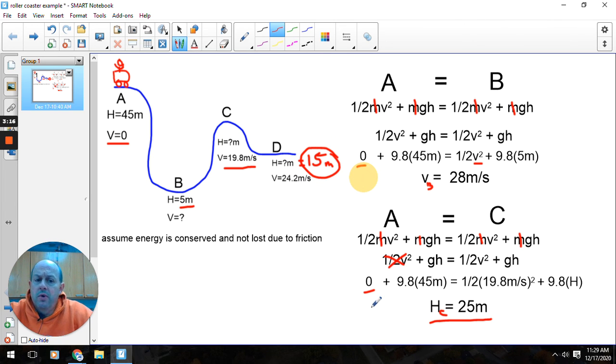And that's how you do the roller coaster problem. We just set the total amounts of energy equal to each other. The masses conveniently drop out. Then we have one piece of the puzzle, we're solving for the other piece, and crunch the numbers, and that's what we got.